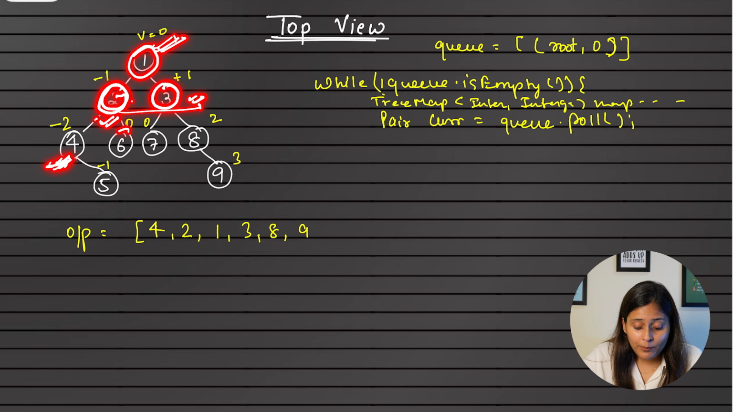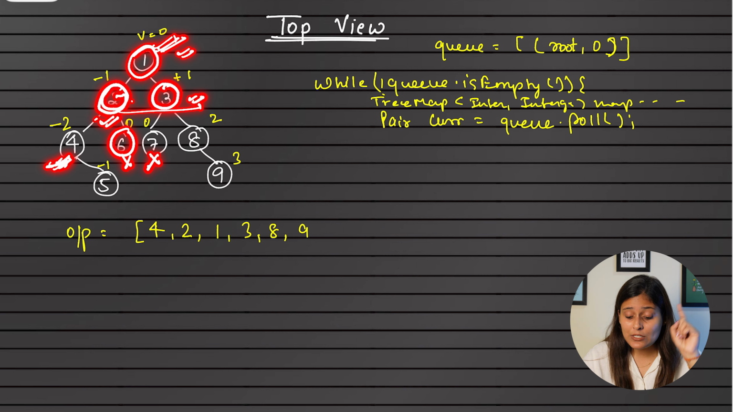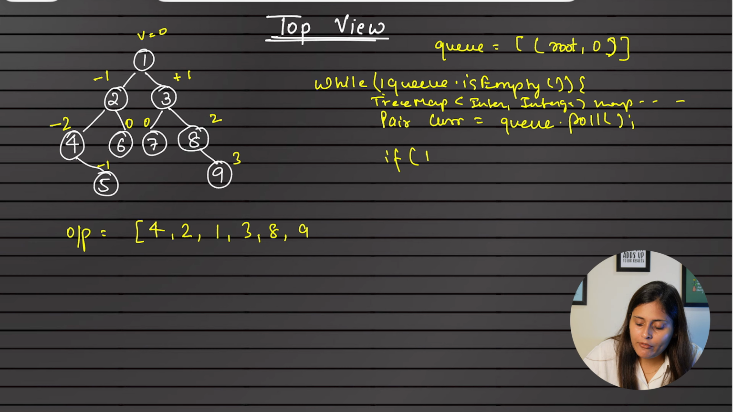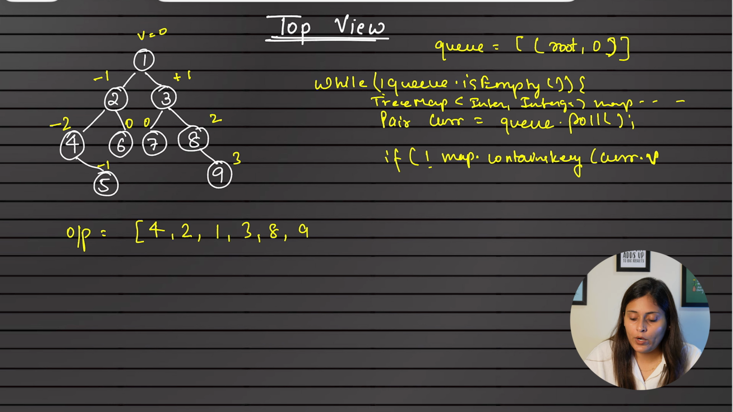But wait, now when we pop 6, for 6 the vertex is 0, and for 0, 1 has already been inserted. So do you really think we need to insert 6 or we need to insert 7? I don't think so, because we are going through level order, and if for any vertex we have already found any node above it, then for sure that will be the top view, and 6 and 7 will get hidden, correct? So I simply write that if our map does not contain that key, what is the key? Which is current dot vertex, or let's say current dot v, which is the vertex.